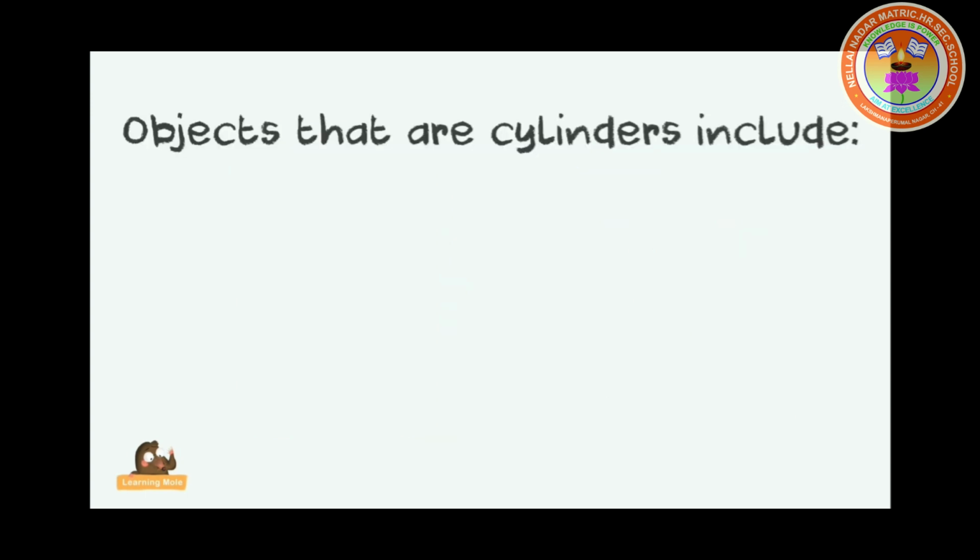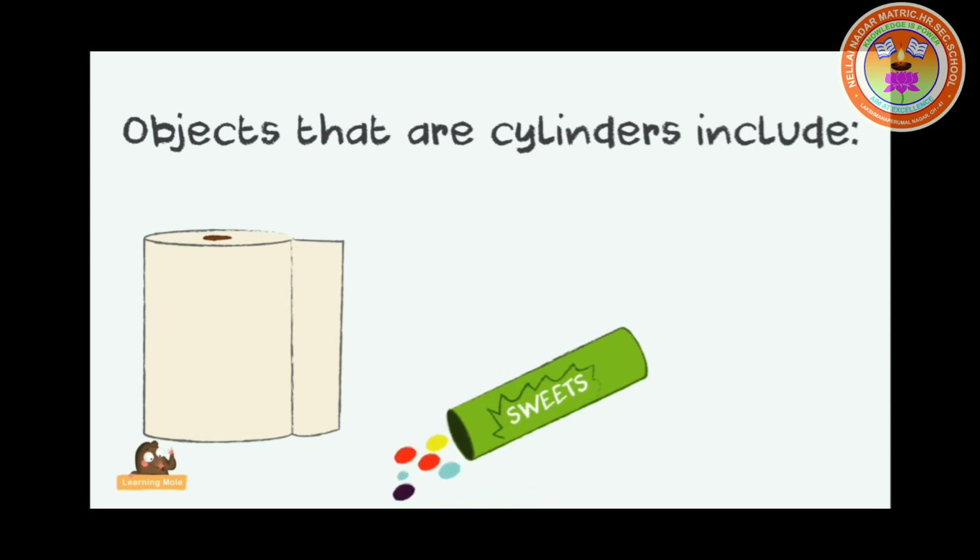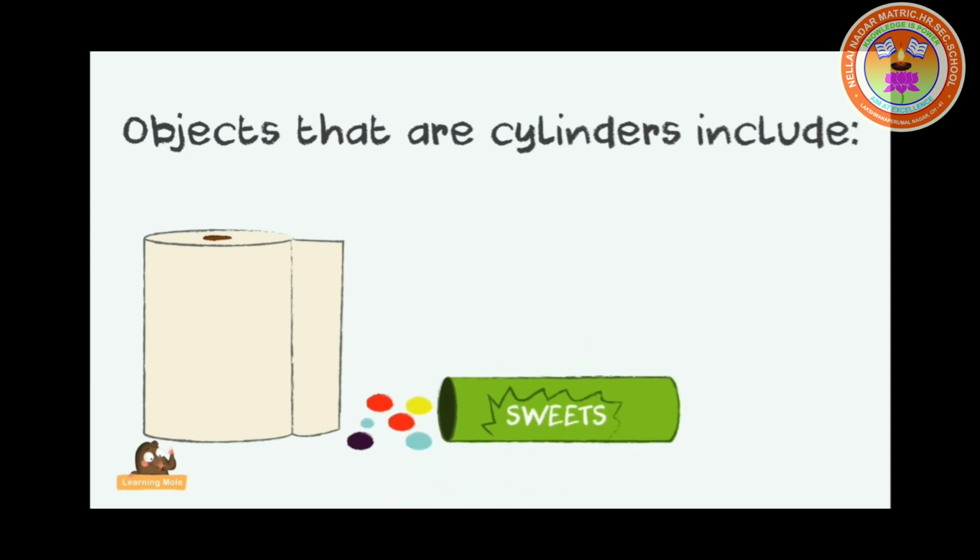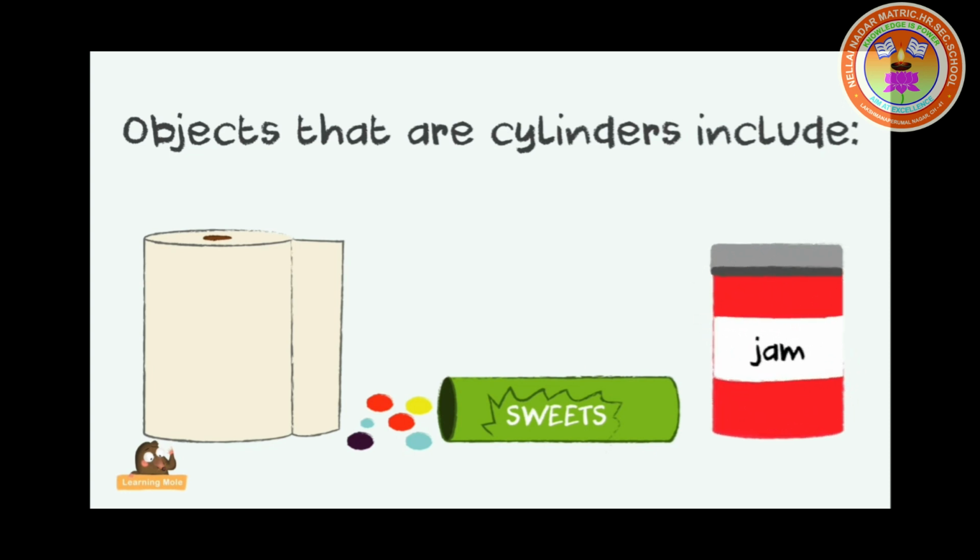Objects that include cylinders, some examples for cylinders are: cut pillow, sweep and jam jar. So these are all some examples for cylinder.